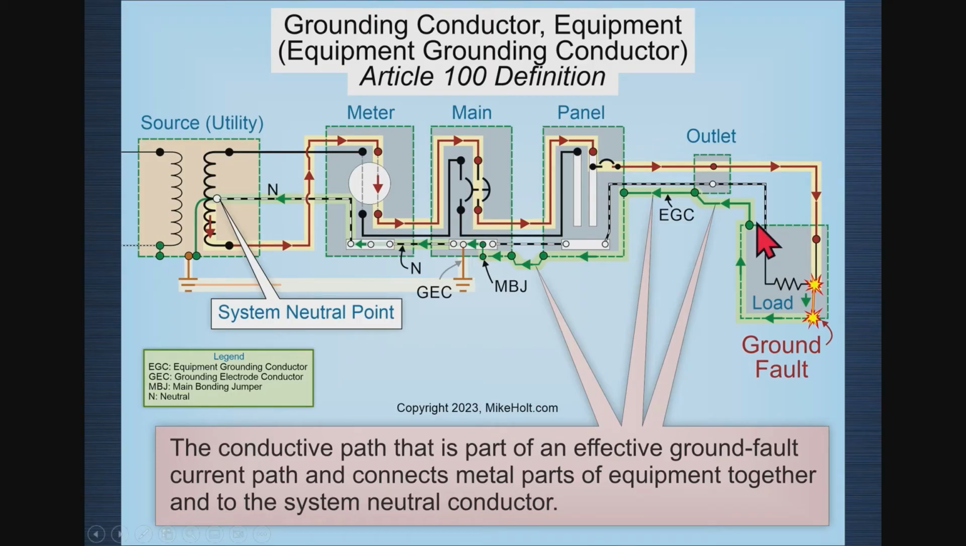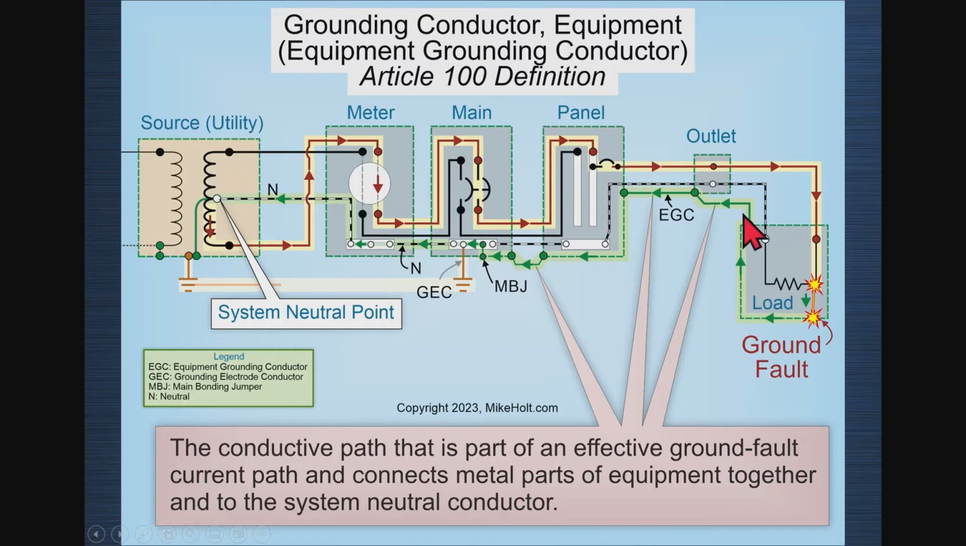And part of this effective ground fault current path is that equipment grounding conductor. Now, we would like the main bonding jumper to be said to be part of the effective ground fault current path. We would like the neutral to possibly be part of it, but it doesn't say that. But it does say that the equipment grounding conductor is part of the effective ground fault current path. So what's an equipment grounding conductor? The conductive path that's part of the effective ground fault current path. Yes, that's right. That's part of it.